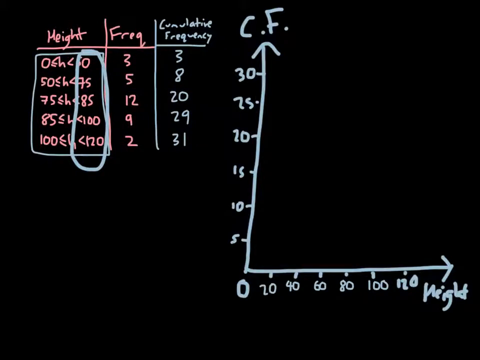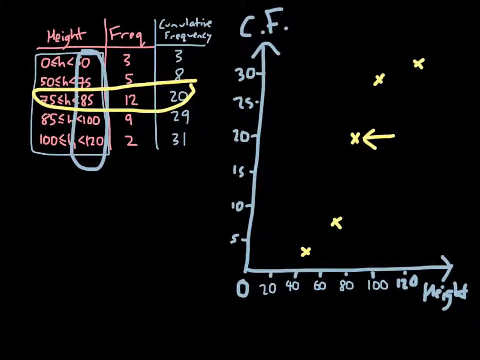In the exam they'll also have the axes printed for you, so you just have to plot the points. So remember, again, at the top end of each interval. So the first one is at 50, and then 3, and then 75, 8, etc. So these crosses are representing how many things have a height that is less than or equal to that particular height. So for example, this one, which relates to this line of the table, is telling us that there are 20 things with a height that is less than or equal to 85.